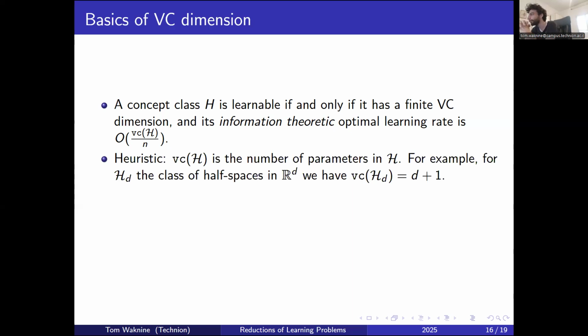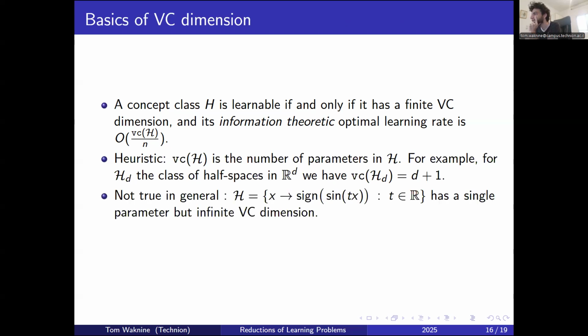Sometimes people use the heuristic that the VC dimension is like the number of parameters. So for example, in the half spaces, the number of parameters is obviously D because you have D coordinates, and the VC dimension is D plus one. And in a lot of other cases, you get this sort of polynomial relation between the VC dimension and the number of parameters. This heuristic doesn't work in general.